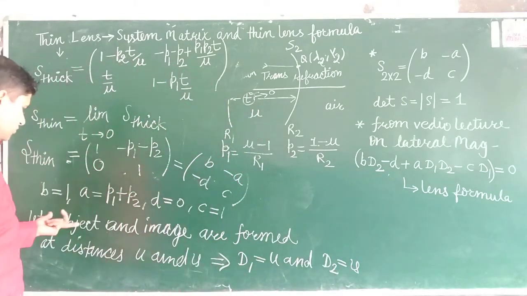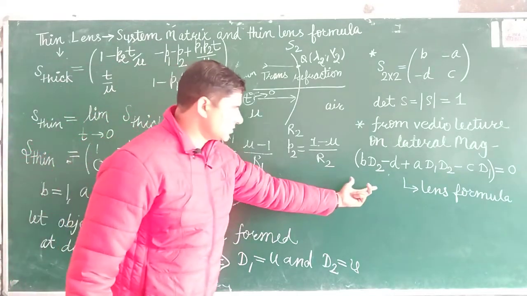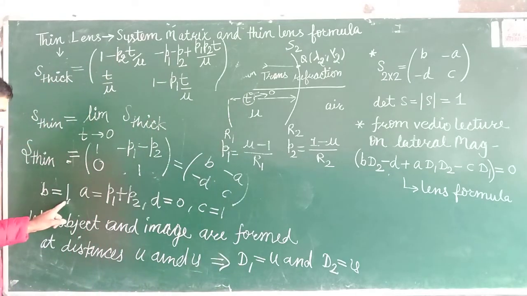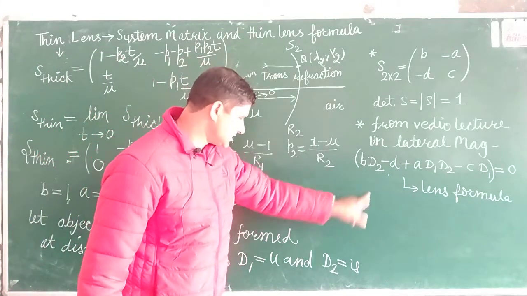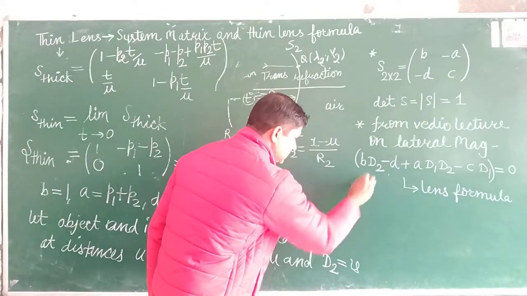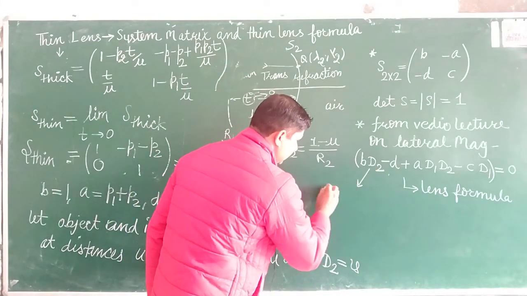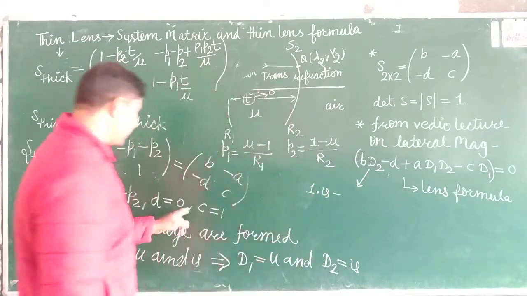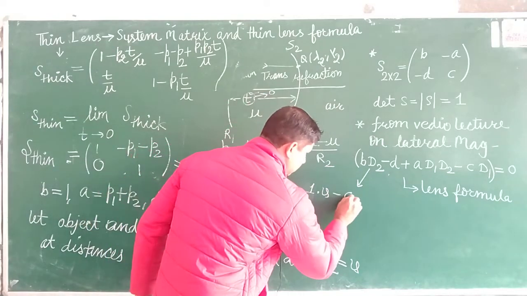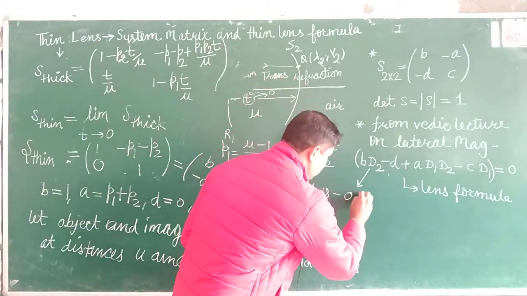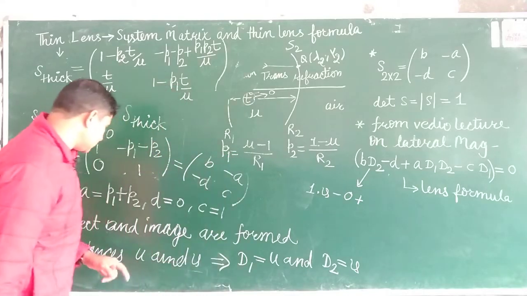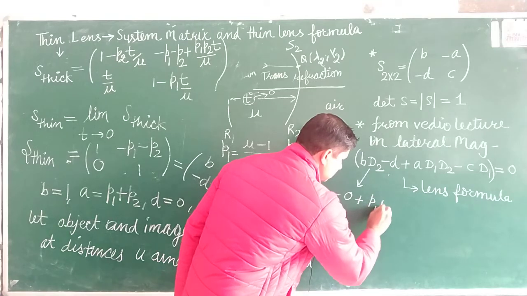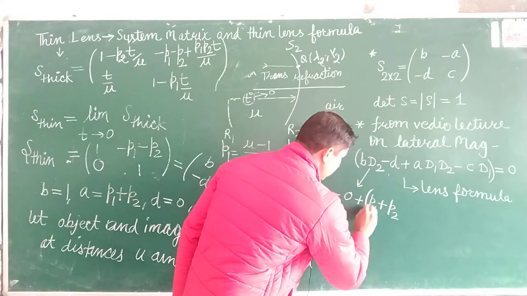And if you substitute all these values in the relation of D1 and D2, then you will get, you see, B is 1, and what is D2? This is V. So from this relation, now you will get B is 1 into V, then minus D, and D is 0 here, so I am writing here 0, and then plus A, and A is P1 plus P2. So I am writing it here. This is P1 plus P2. This is the value of A.